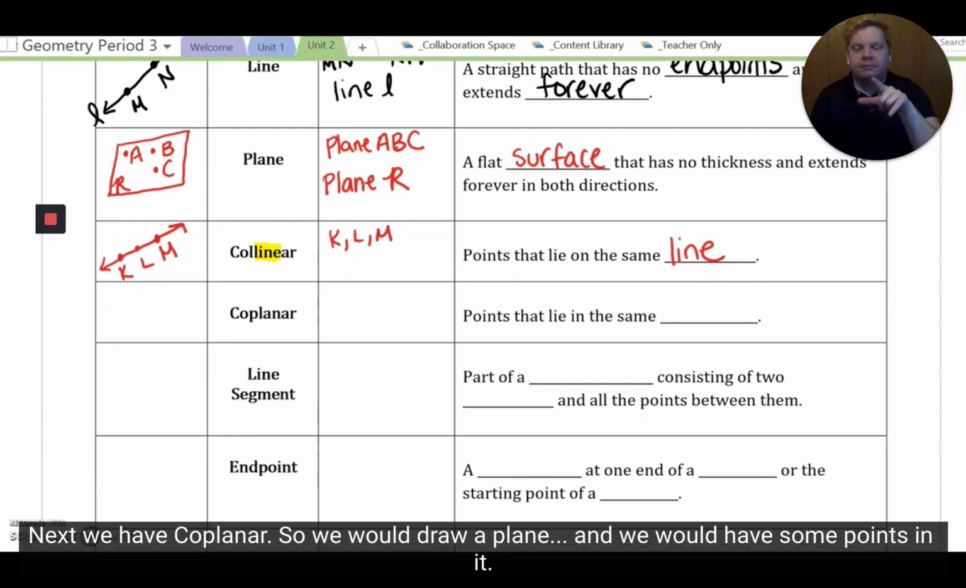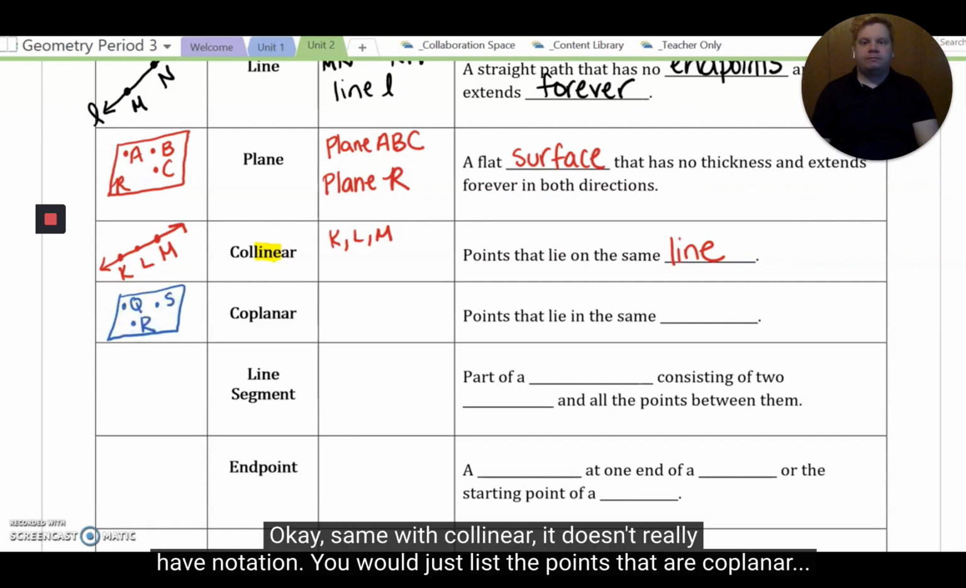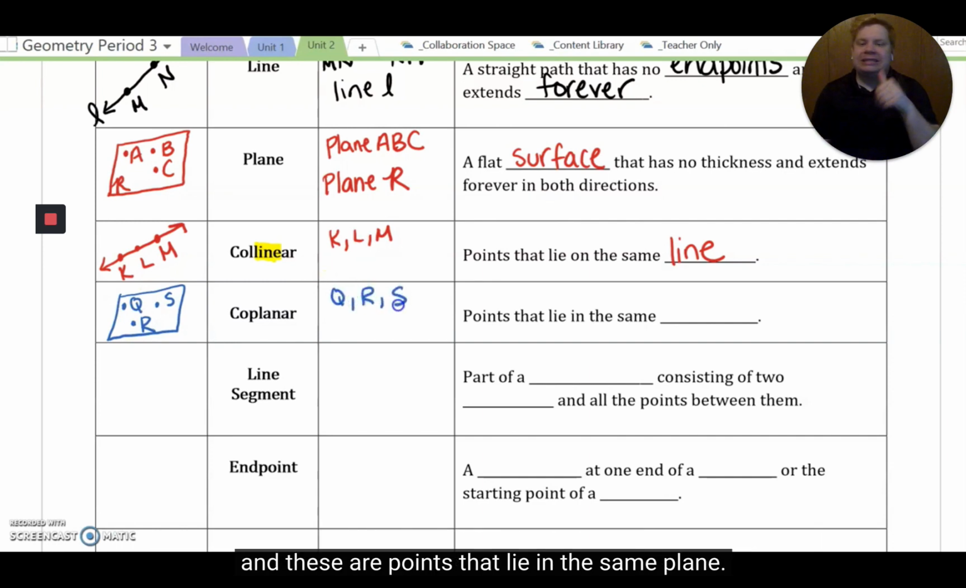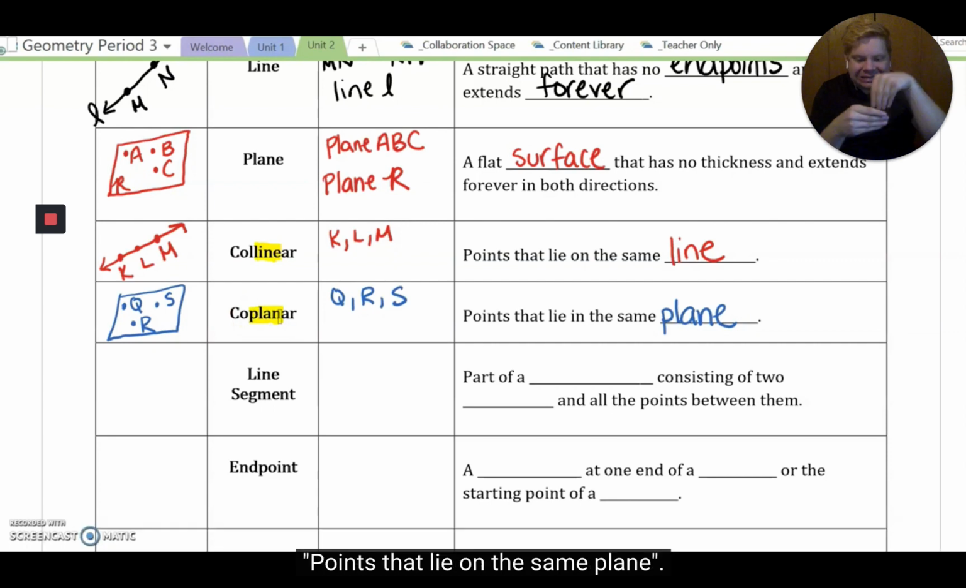Next, we have coplanar. So we would draw a plane, and we would have some points in it. Okay, same with collinear. It doesn't really have notation. You would just list the points that are coplanar. And these are points that lie in the same plane. So keep in mind the word plane, right? Coplanar, plane is in there, so that can help you remember what it means. Points that lie on the same plane.